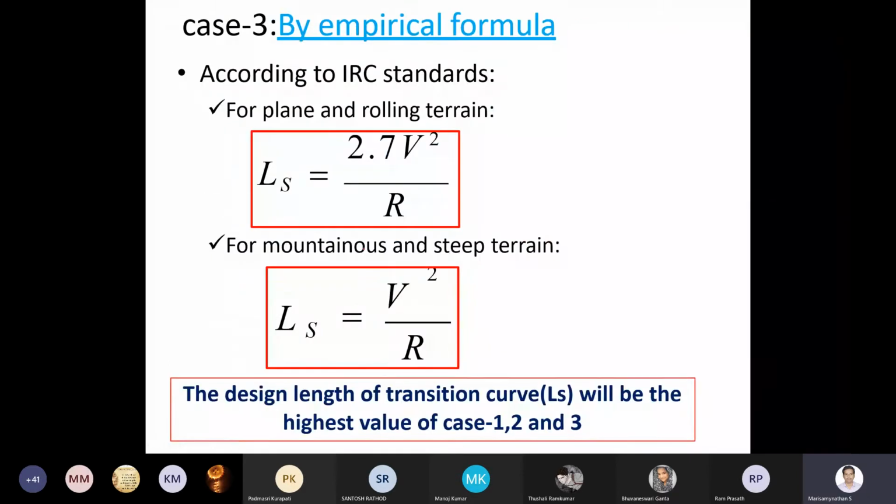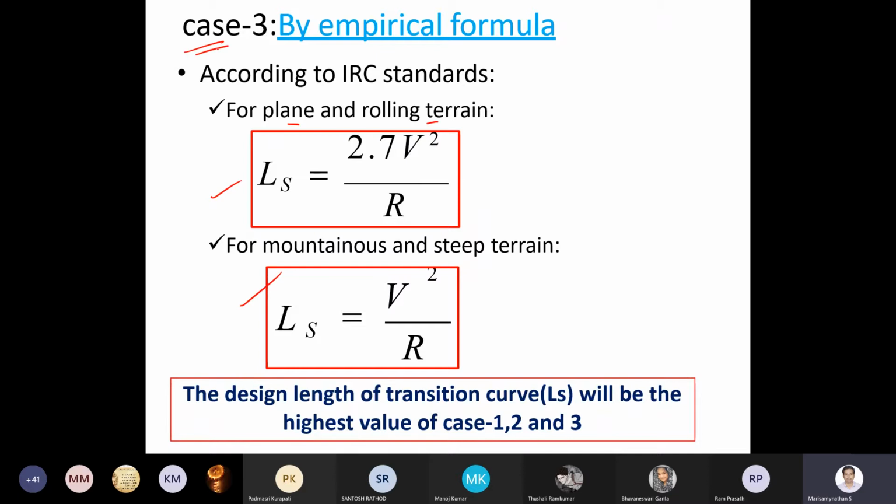Then the final will be the IRC recommendations. It has two empirical formulas. One is for plain and rolling terrain: 2.7 V square divided by R. Second is for mountainous and steep terrain: V square divided by R. So this is the length of the transition curve. So three cases are there.